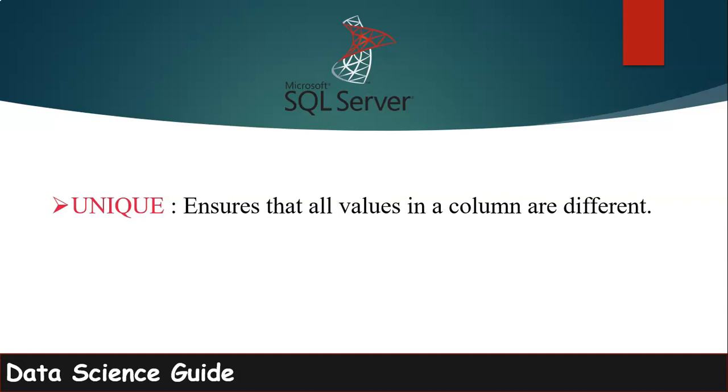The second constraint is unique, and this constraint ensures that all values in a column are different. So you cannot insert in a certain column the same value twice. So we cannot put 1 and 1 again, or 2 and 2 again, when we apply this constraint, because we need each column to have a unique value.